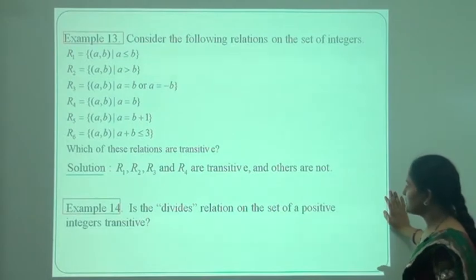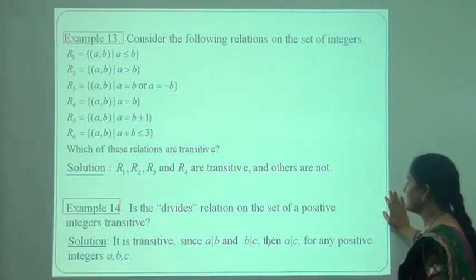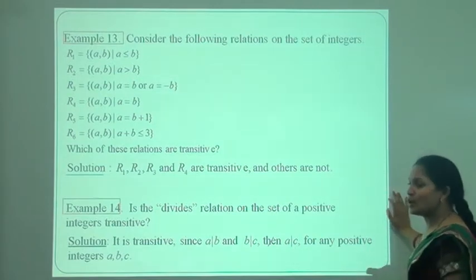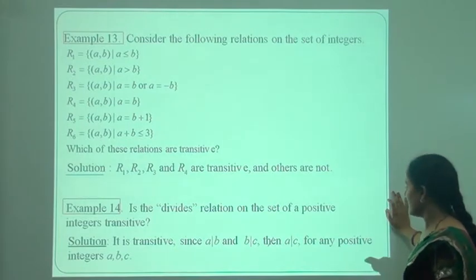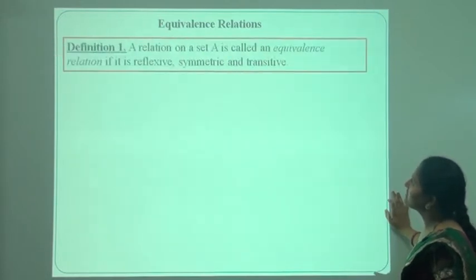Again, the divides condition for positive integers. Every a divides b and b divides c, then for all a, b and b, c, a divides c. For example, 2 divides 3 and 3 divides 6, so 2 divides 6.